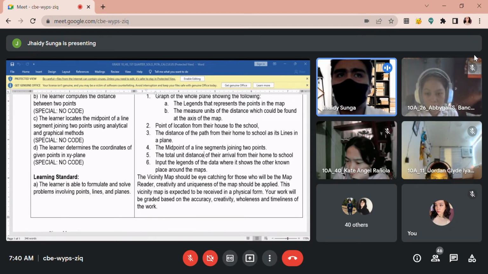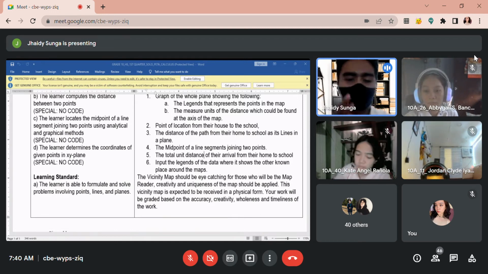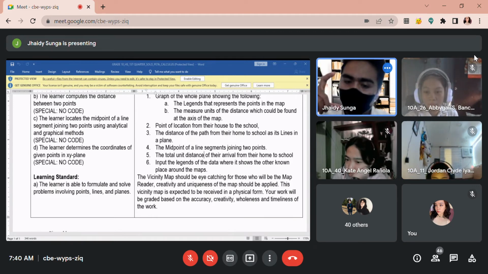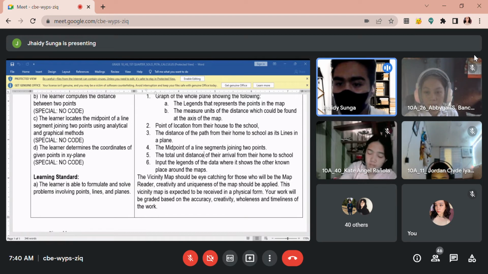You could make your vicinity map on long bond paper. Then after you draw with your ruler and such, you could scan it. Scan it properly, so that once I print it out on my bond paper, I could know how long the distance is, because I will measure it. Is it clear? So measurement is still applicable for me.